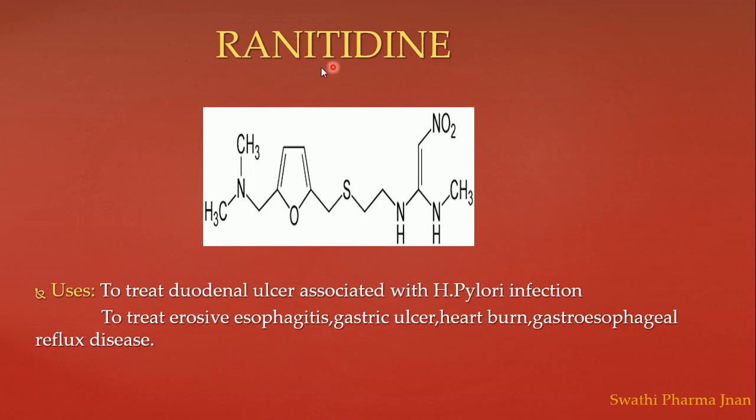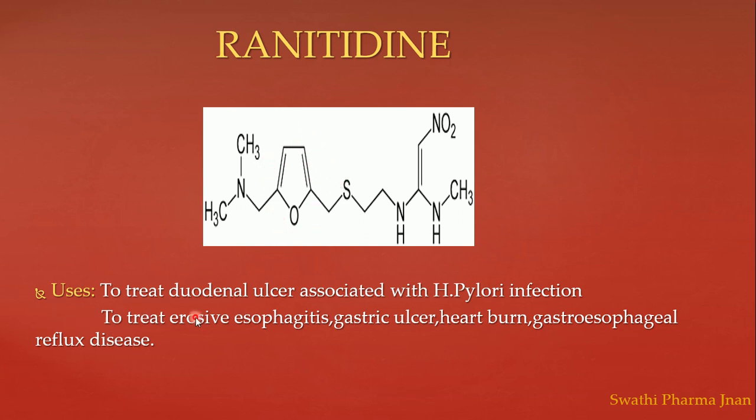Next structure is ranitidine. Ranitidine contains the basic nucleus furan, and it contains a dimethyl amino group with a methyl group at fifth position, and at second position it contains the side chain. To this side chain, a nitro group is present and two amino groups are present along with one methyl group and a sulfur group. So to remember the ranitidine structure, the basic nucleus present here is furan.